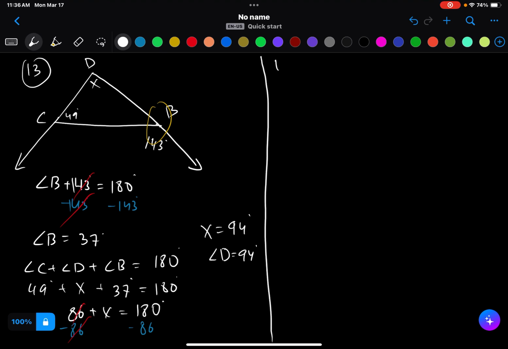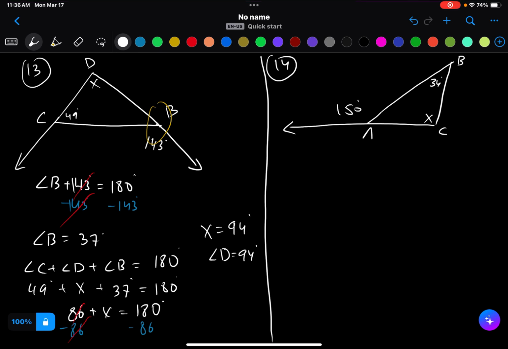For the last problem, number 14, you have yourself a triangle that looks like this. The exterior angle here is 150 degrees. Angle B is 34 degrees. Angle C is not given to us, or actually it's our missing angle. The interior angle A is not given to us. So again, we need to find angle C. I only have B, which means I need to find this interior angle A.